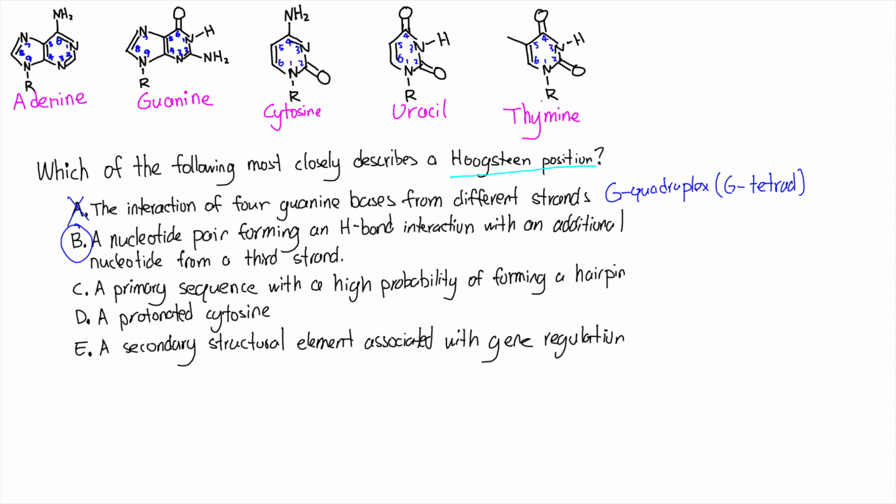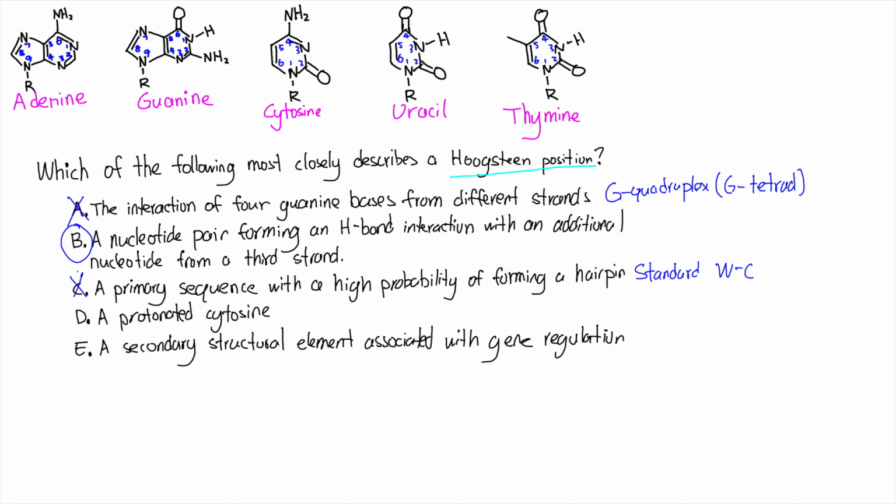Let's look at option C, which says a primary sequence with a high probability of forming a hairpin. Well, this hairpin loop actually forms from standard Watson-Crick base pairing, and that's when a single strand of DNA or RNA folds back on itself due to a palindromic sequence. So that's not correct.